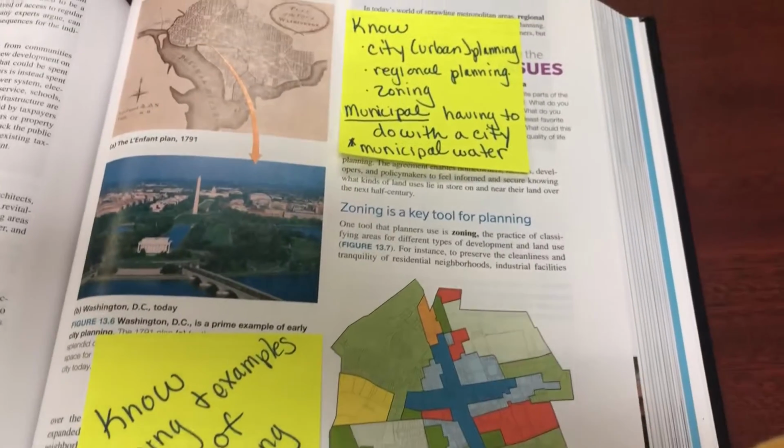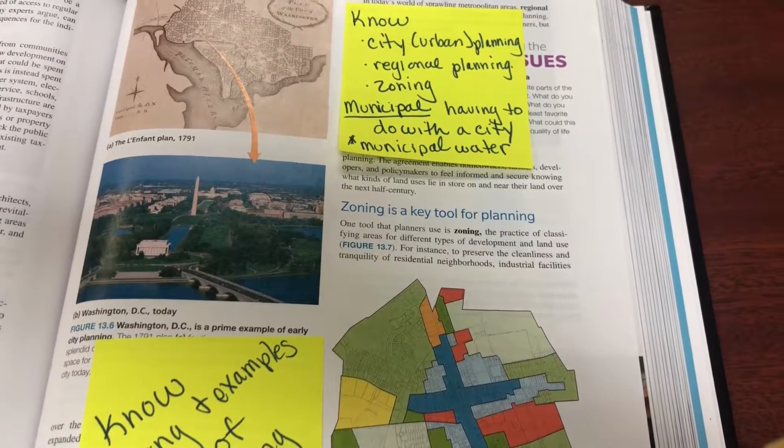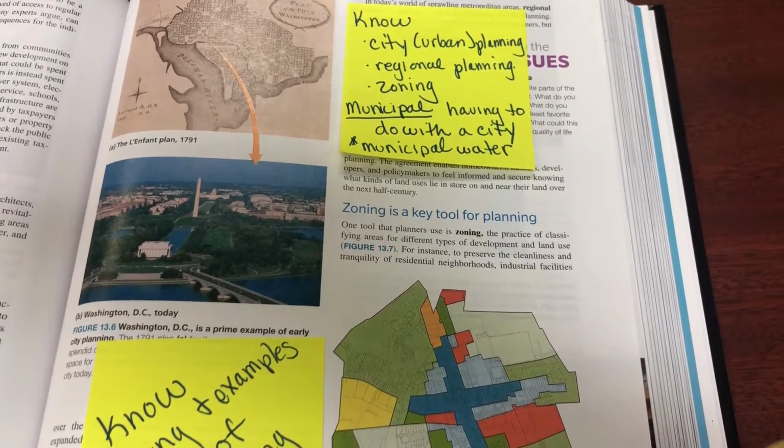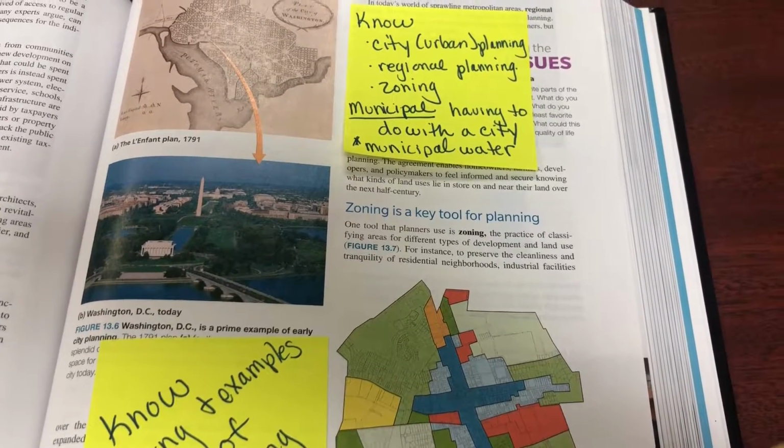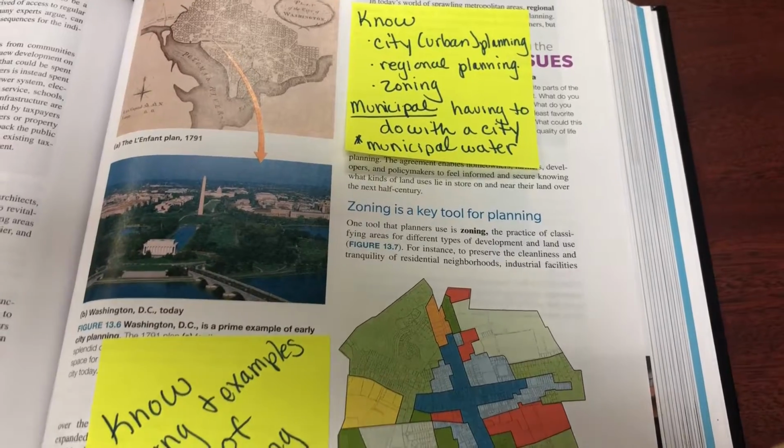All right. So next page, we're talking about zoning and urban planning. Make sure you know what city or urban planning is, regional planning, and then zoning itself. Now, the word municipal we use has to do with anything to do with the city.